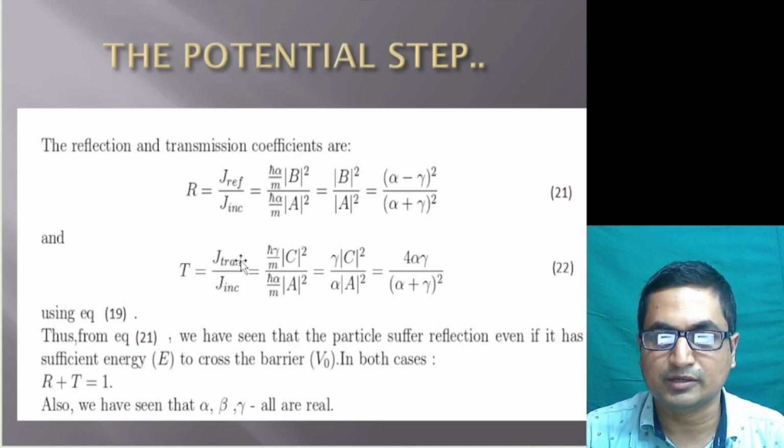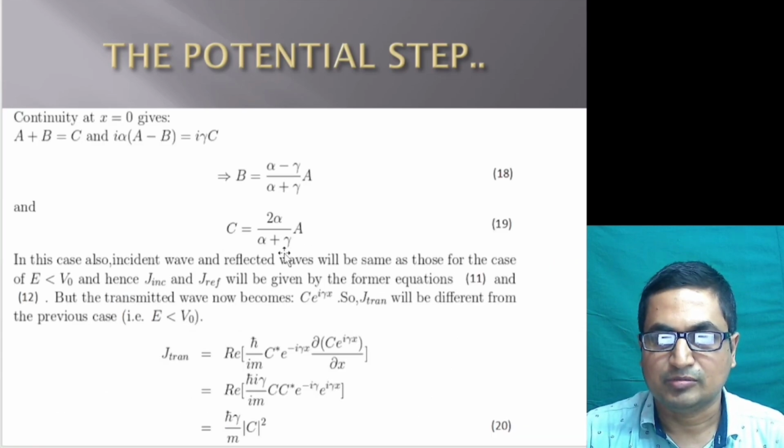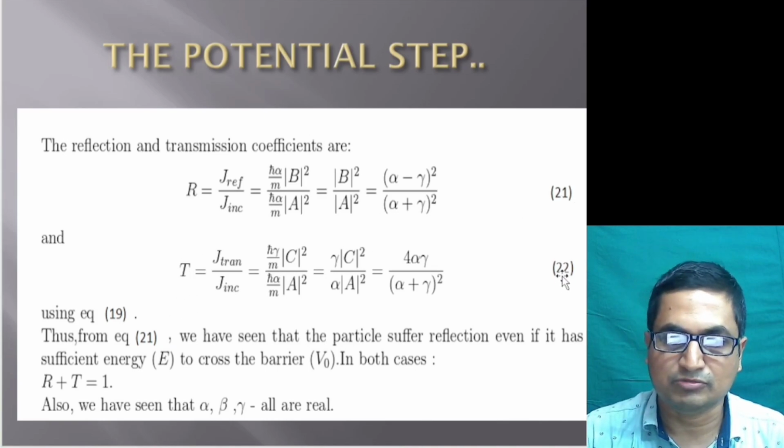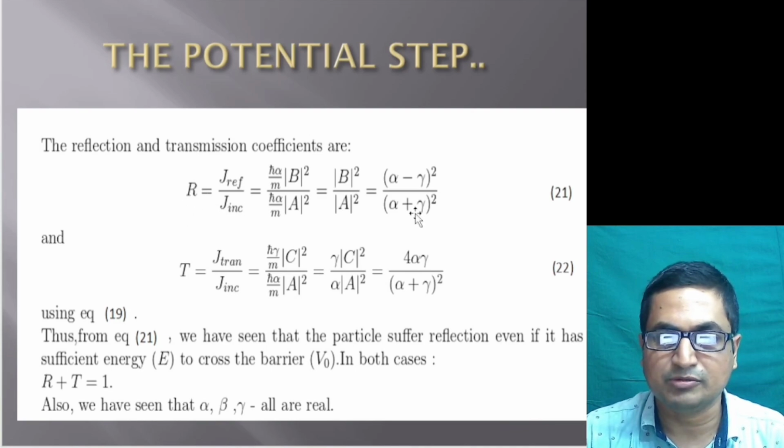Similarly, T is calculated as the ratio between the transmitted current density and the incident current density, and using the expressions for them we find that ultimately it is given by equation 22, 4 alpha gamma divided by alpha plus gamma whole square, using equation 19 for the relation between C and A. So with all these already found equations and relations, we can find the expressions for R and T as given by equations 21 and 22. Also we note that if you add up R and T, you will find that this is equal to 1. So in the earlier case also R plus T equals 1, and in this case also R plus T equals 1.